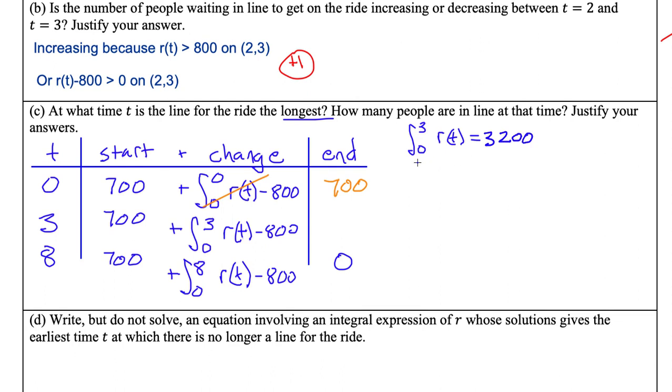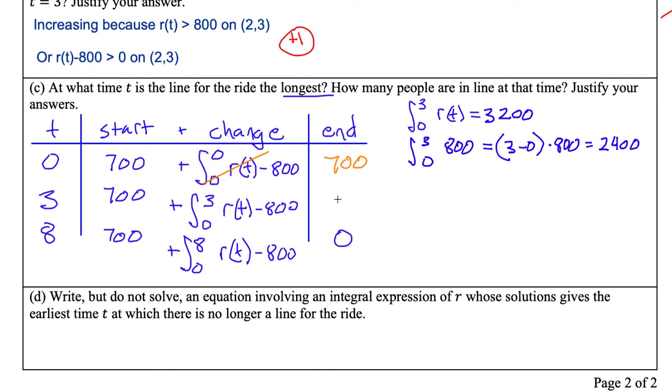And then I have to do the integral from 0 to 3 of 800, because I have to subtract that, right? And that's equal to 3 minus 0, our shortcut, times 800. 3 times 800 is 2,400. And then I have to subtract one from the other. So I do r of t minus 800. And 3,200 minus 2,400 is 800, right? Yes, I calculated that correctly. So this is 800, but then I have to add 700, and that's going to be 1,500.